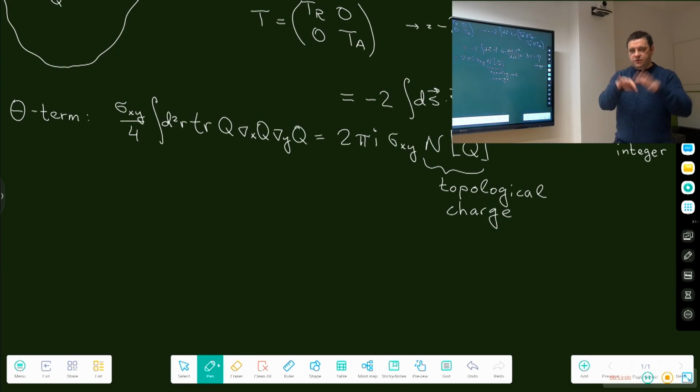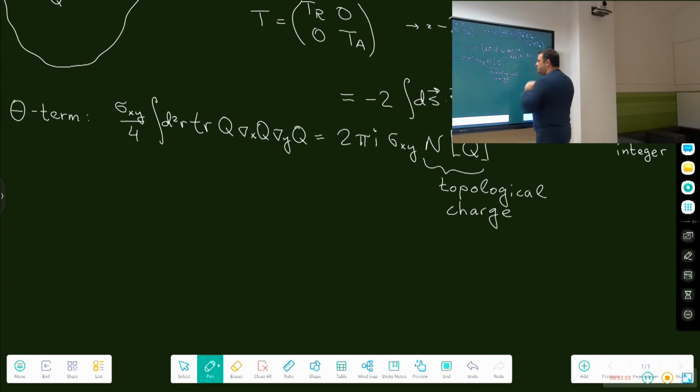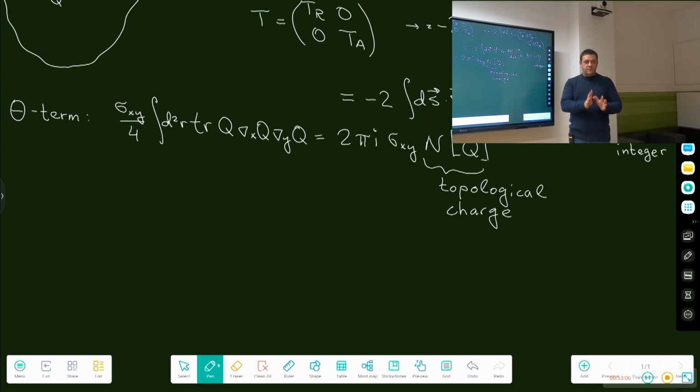So each configuration of Q is assigned a certain integer number. Now it's very much clear why this term does not contribute to any equations of motion. If you take a variation of this function, you apply a small variation of Q, this function cannot change because it's an integer. An integer cannot have a small change. It can change only by 1 or -1 or 2. It cannot change infinitely small. So if you change Q a little bit, this thing remains the same constant. That's why the variation of this term is 0, and it does not contribute to any equations of motion.